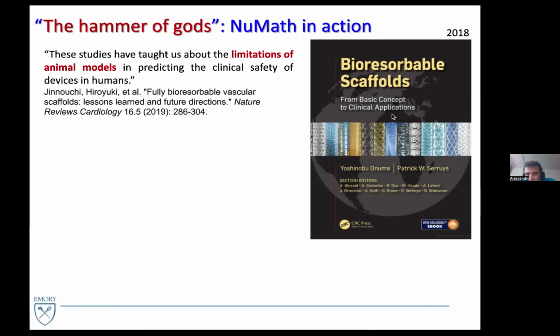This is a book published in 2018 about bioresorbable scaffolds. In this paper, I like this sentence: studies thought about the limitations of animal models. When I talked to the CEO of Abbott about bioresorbable scaffolds, he told me they used only animal models, but clearly animal models have many limitations.